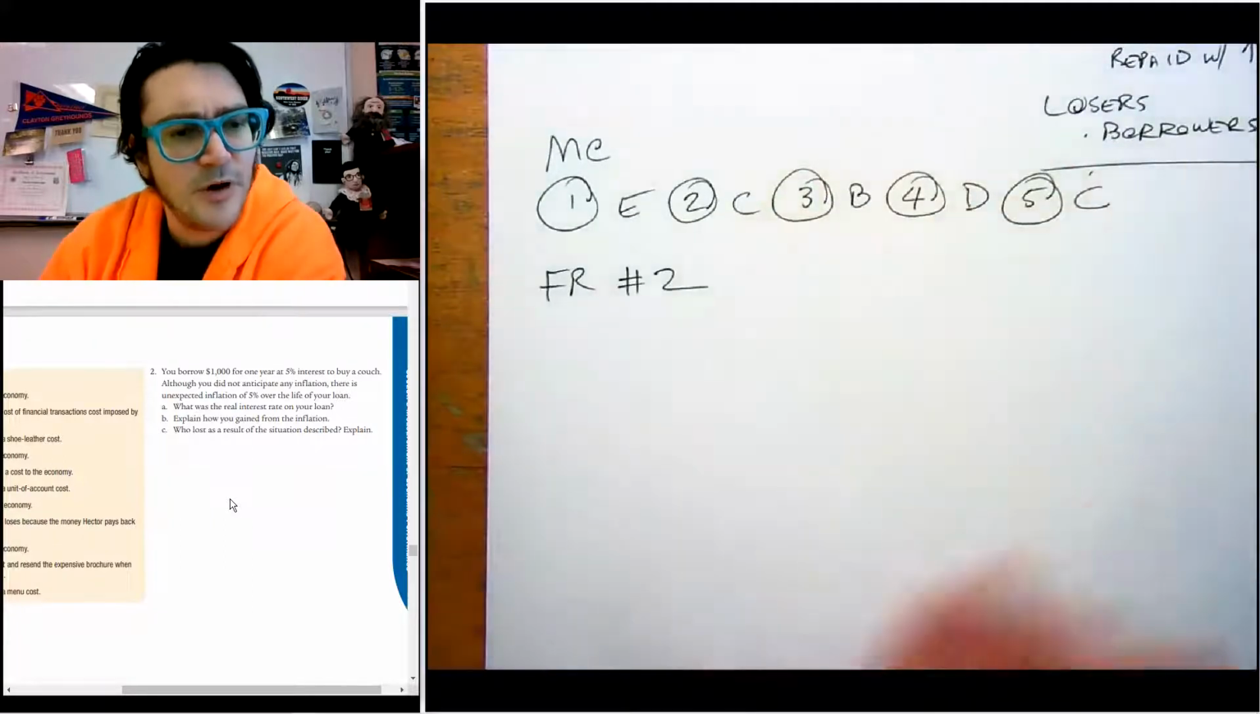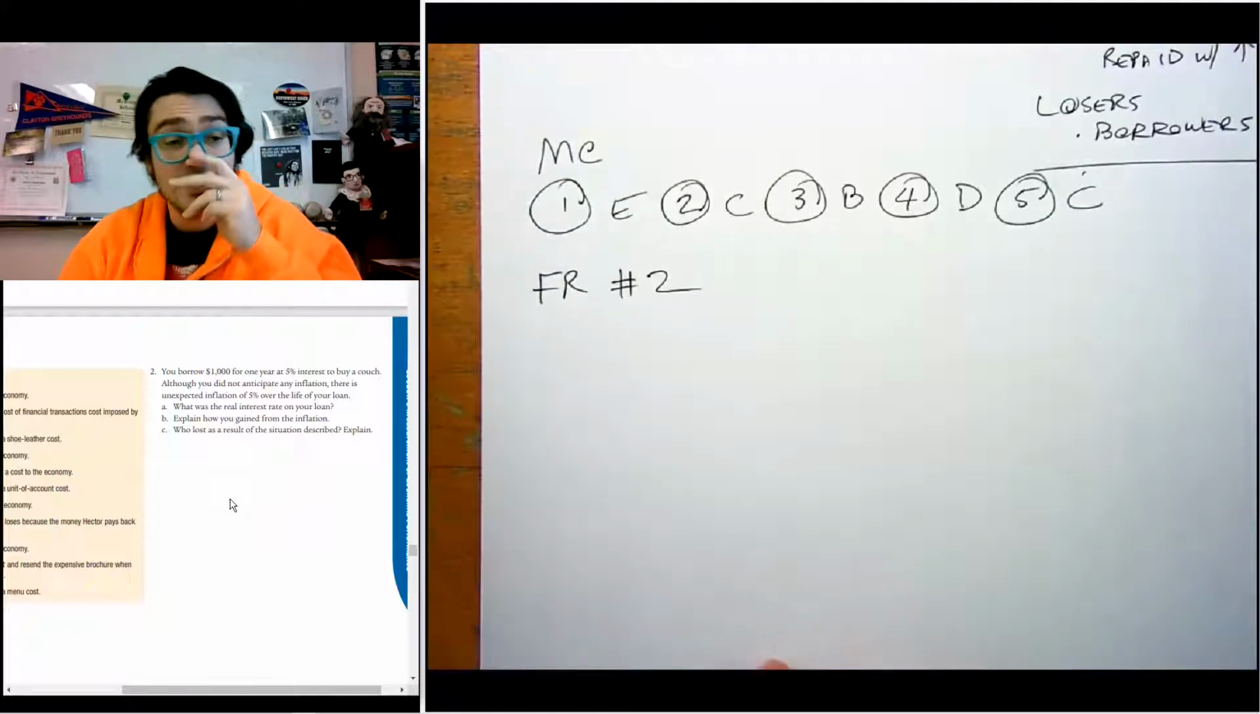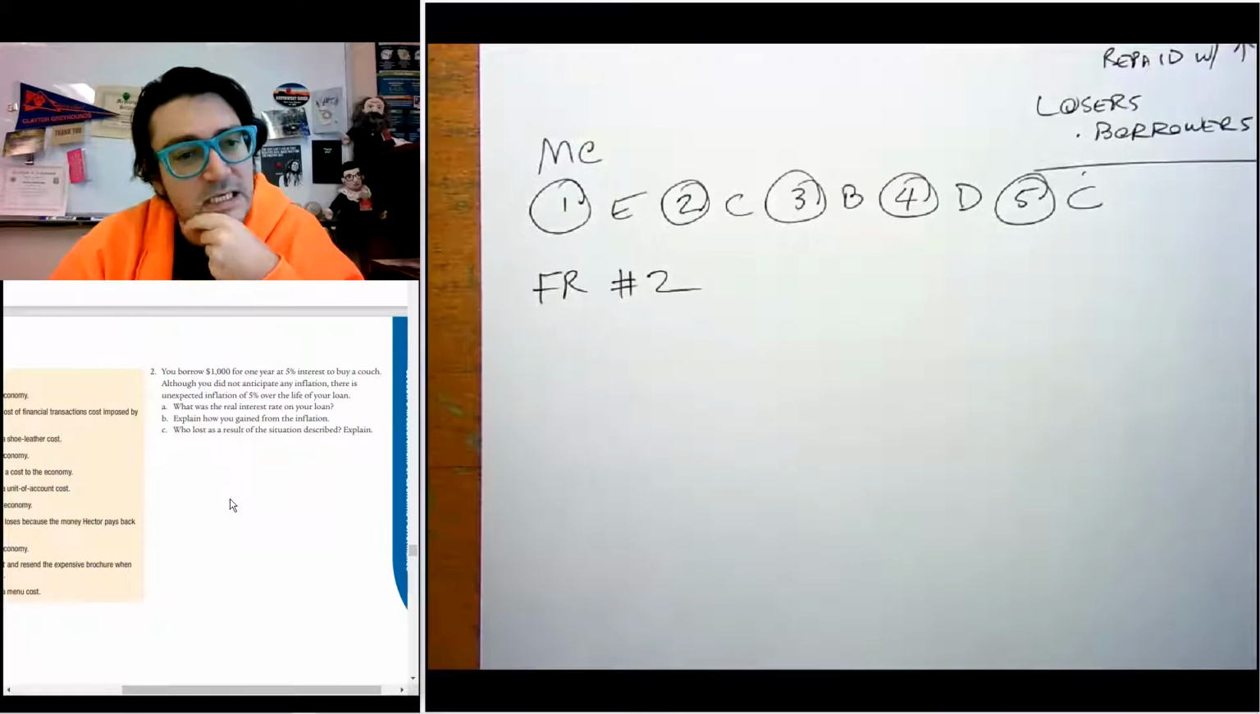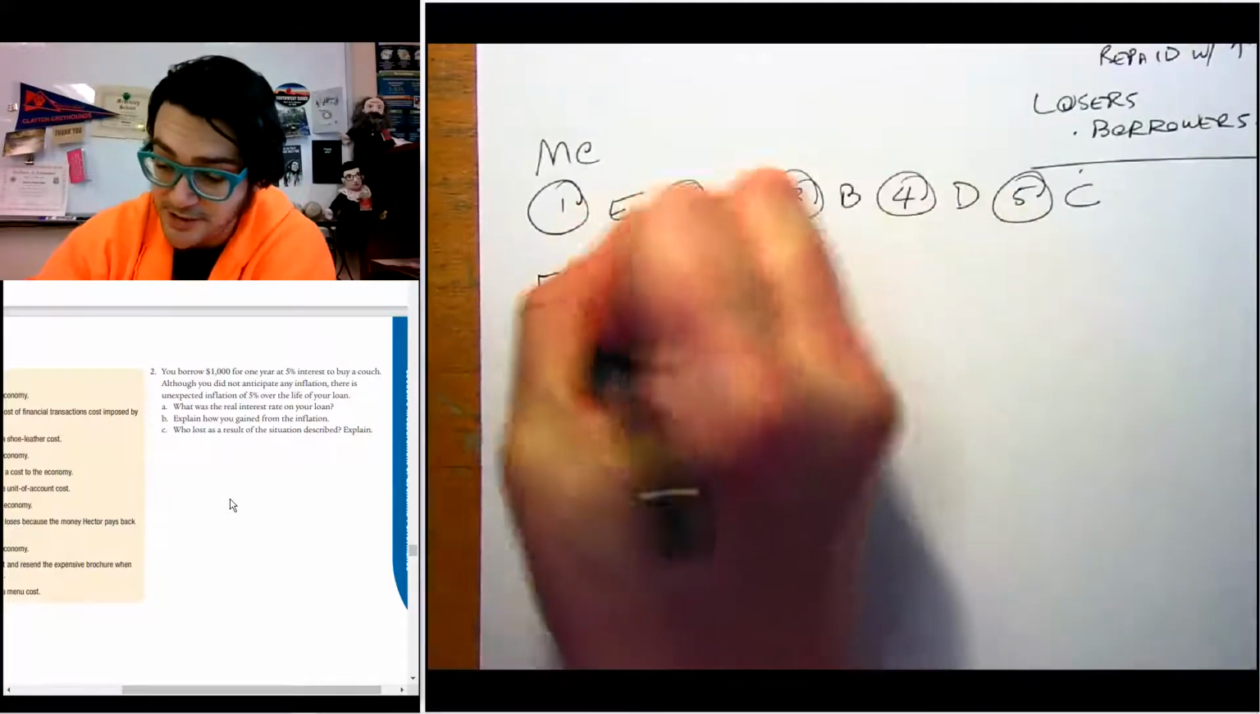about. You borrow $1,000 for a year at 5% interest to buy a couch. That's a lot. Okay, that's an expensive couch. But I guess couches are expensive. I digress. You did not anticipate any inflation, but there's unexpected inflation of 5% over the life of your loan. Oh, well, good for you, actually.